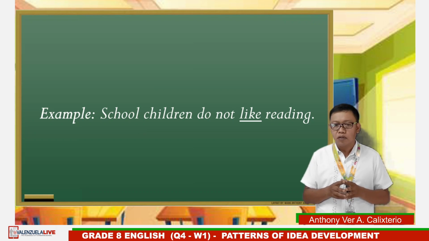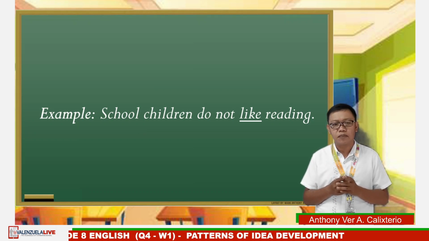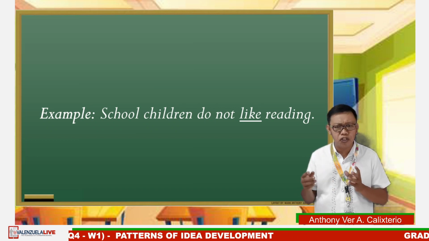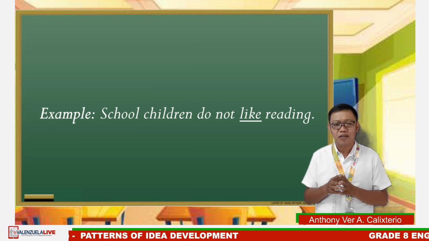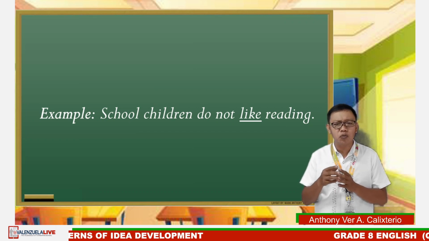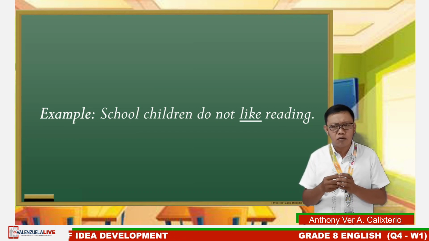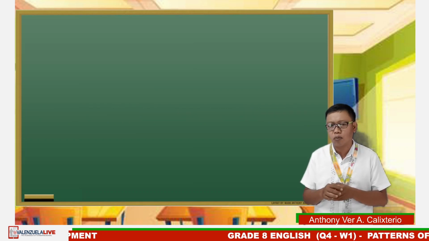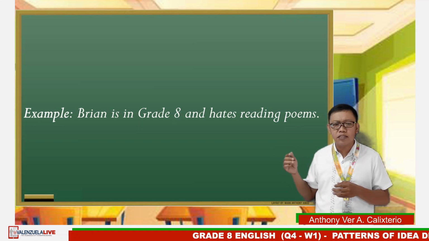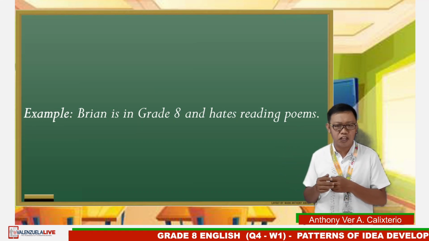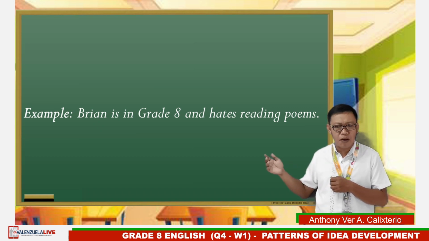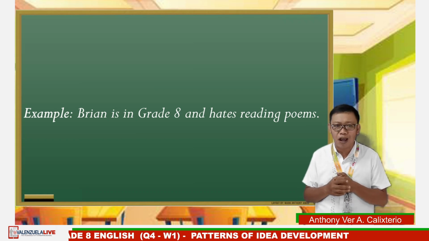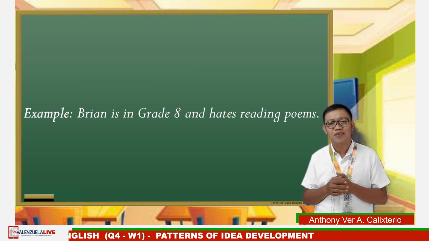Example: school children do not like reading. Now, take a look at this. The word "like" refers to all the children everywhere. Specific information refers to exact, precise fact or description of something mentioned in the text. Take a look at this one. Brian is in grade 8 and hates reading poems. In this example, poems is the specific topic in reading which Brian doesn't like. You get it?